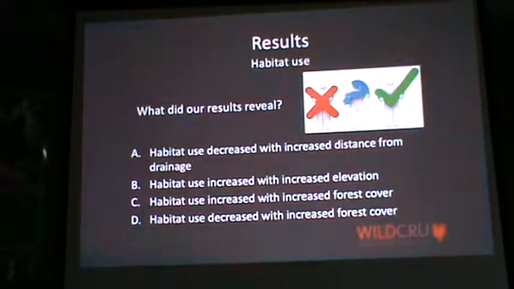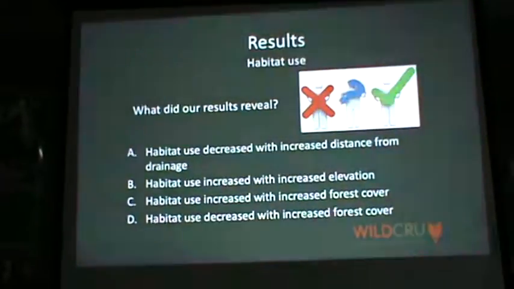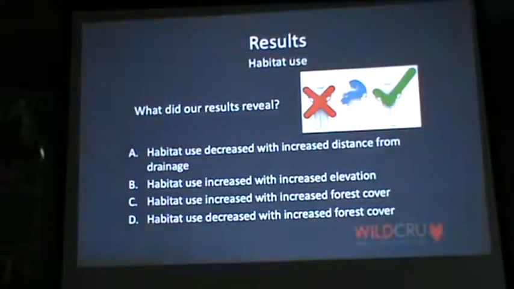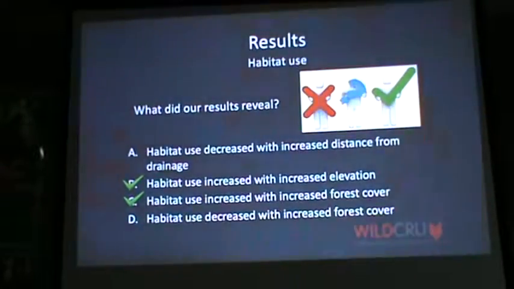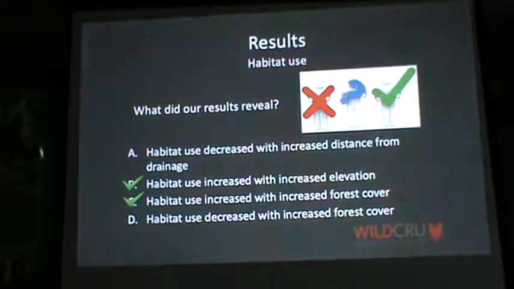5, 4, 3, 2, 1. Time's up. Fantastic. So multiple C, a few D's, one A, majority wins. So what do we have? The answer is B and C. Well done. So I'm going to move the clouded leopards over.